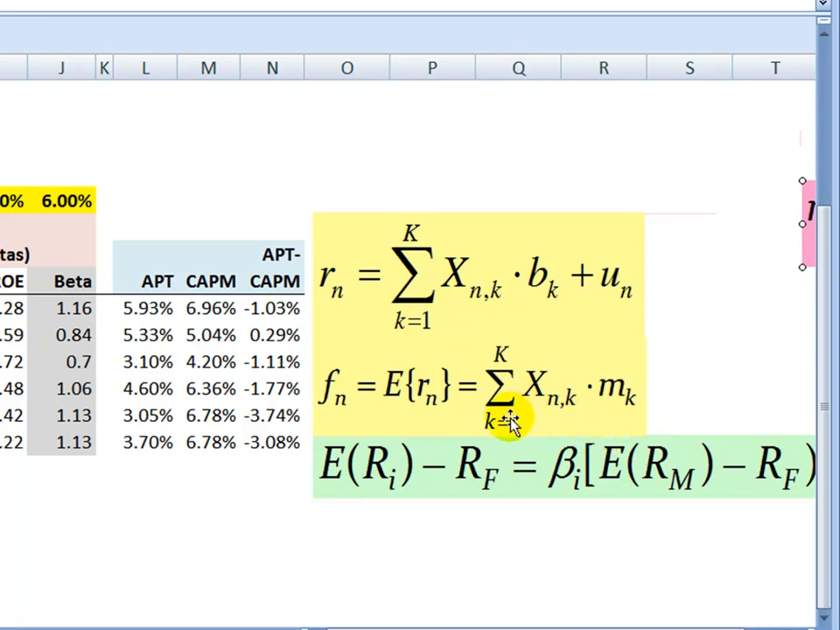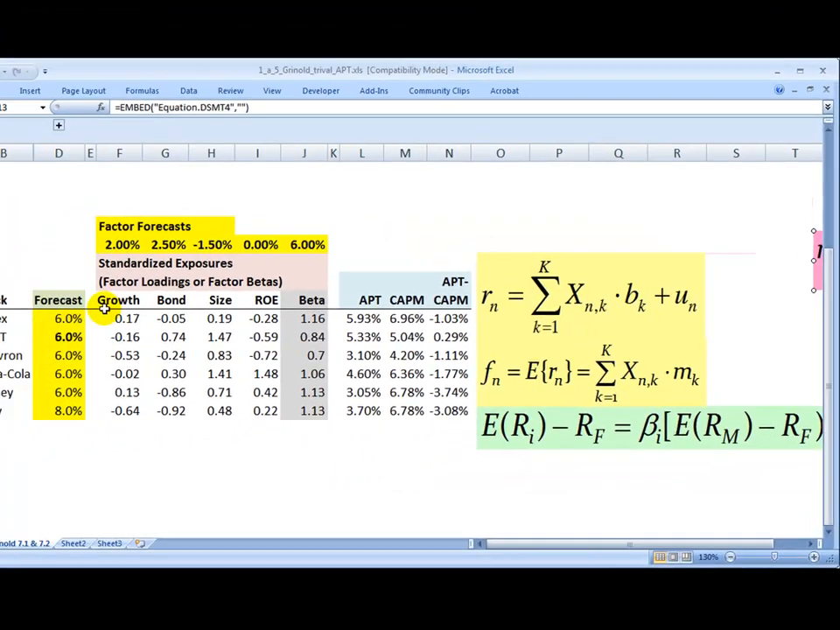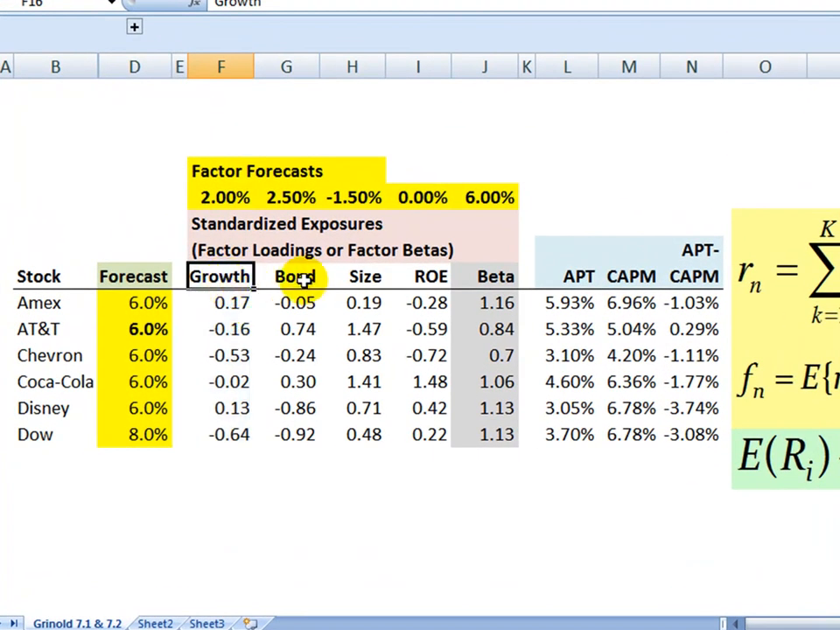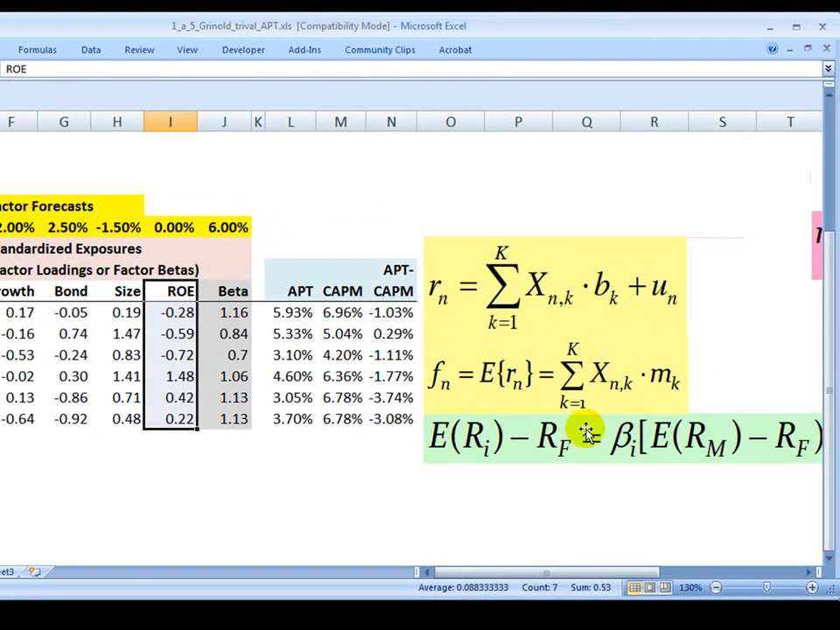But otherwise, you can see it's just a sum of products. We take the first exposure to the first factor, add that to the second exposure multiplied by the second factor, add that to the third exposure multiplied by the third common factor, and so on. In Grinold's case, there's four factors, and the beauty of the APT is that it's very flexible, so this just happens to be one approach. His factors are growth, that's earnings growth; bond, that's the government bond, and this really represents a macroeconomic factor; this is the size factor, equity as measured by equity capitalization; and return on equity is a common factor. And so here in yellow is the APT model that we care about.